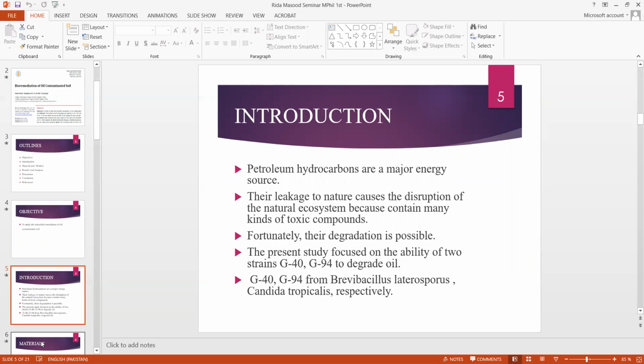So the present study focused on the ability of two strains, G40 and G94, which were used in order to degrade oil. These two strains were obtained from fungal species, which are named Bacillus lactosporus and Candida tropicalis.